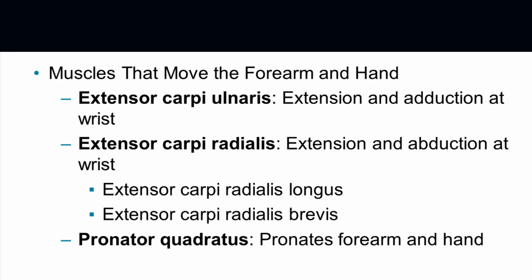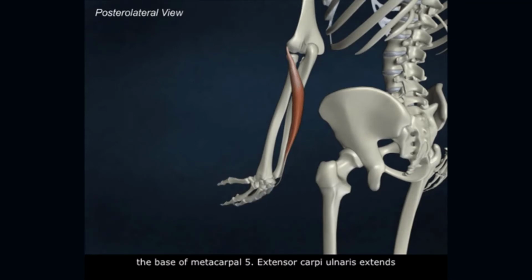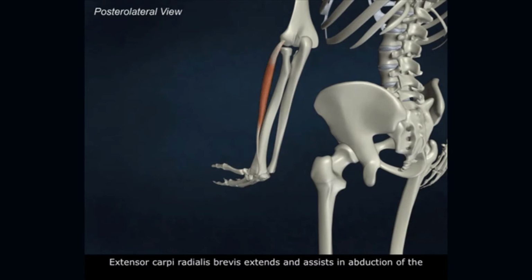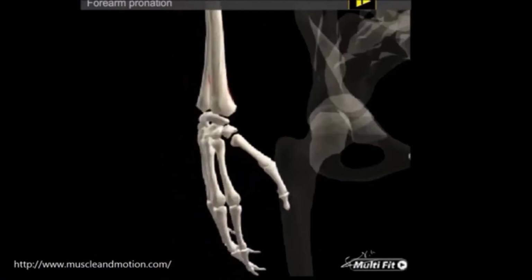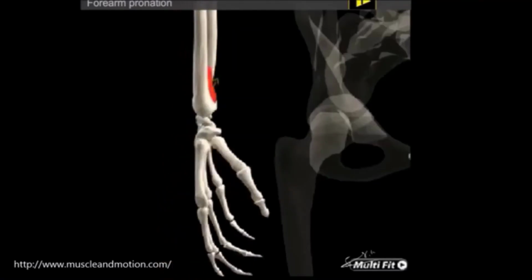The muscles that move the forearm and hand include the extensor carpi ulnaris, the extensor carpi radialis, and the pronator quadratus. The extensor carpi ulnaris extends and adducts the wrist. The extensor carpi radialis extends and abducts the wrist. This includes both the extensor carpi radialis longus and the extensor carpi radialis brevis. The pronator quadratus pronates the forearm and hand.